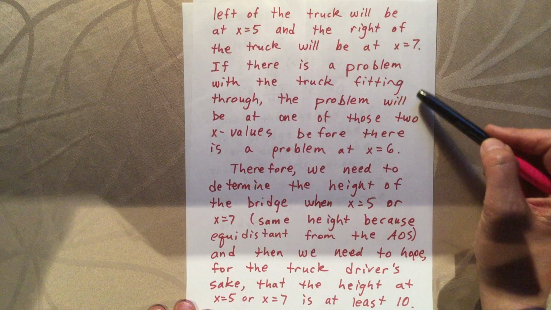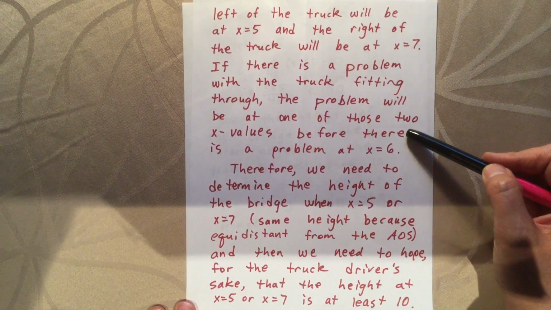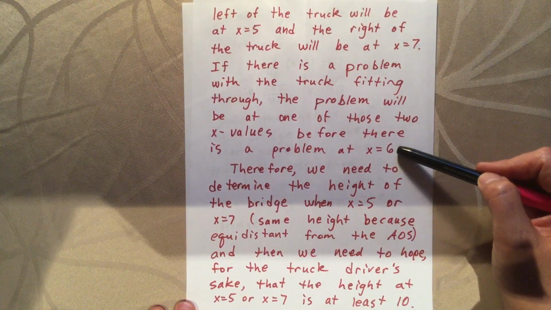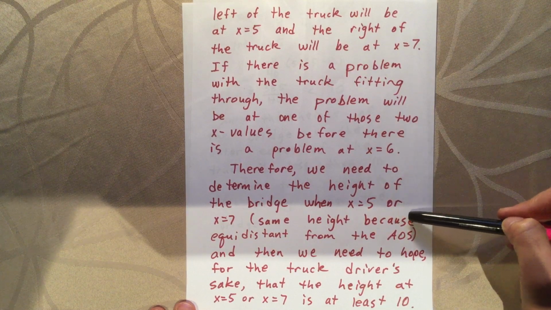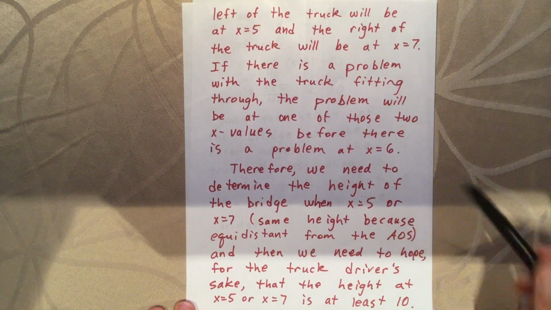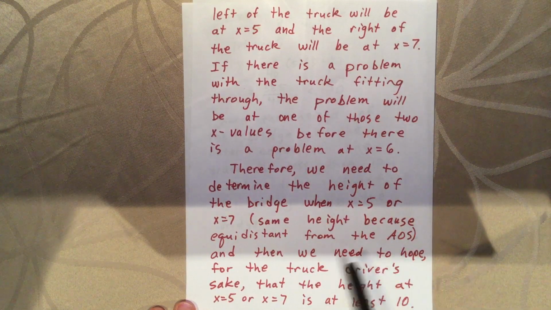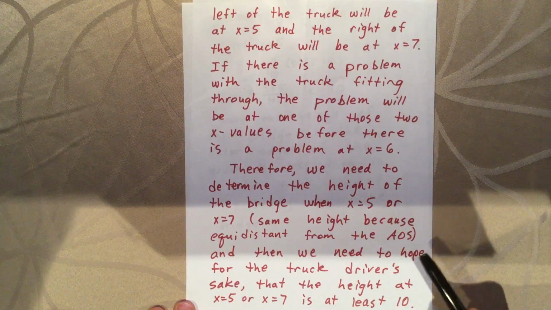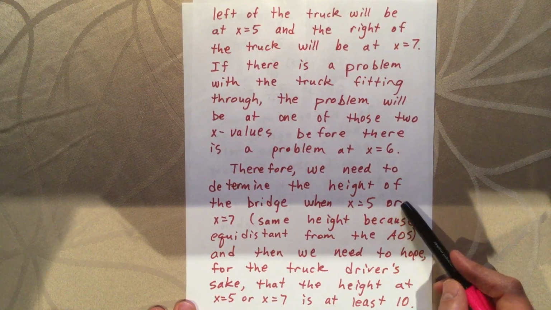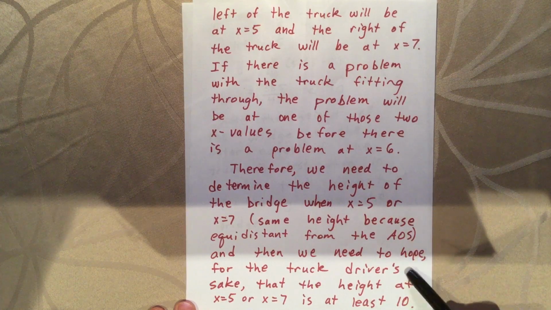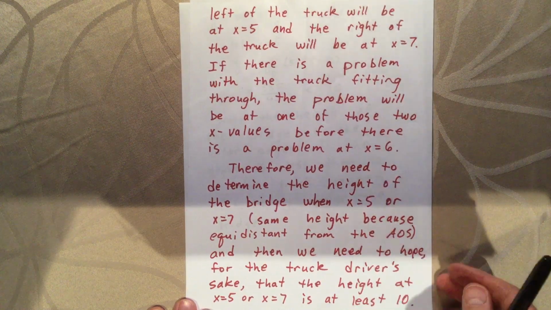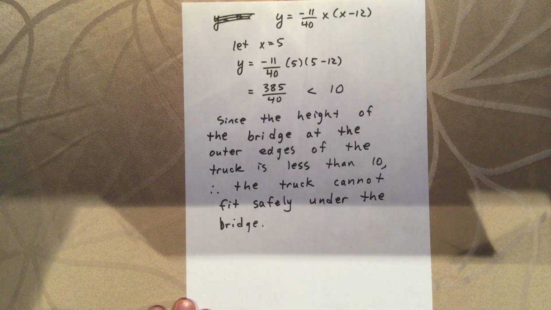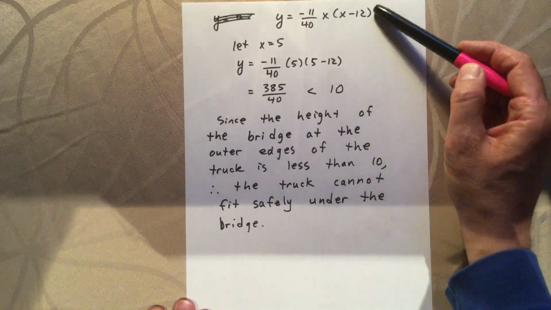If there's a problem with the truck fitting through, the problem will be at one of these two x values before there's a problem at x equals 6. Therefore, we need to determine the height of the bridge when x equals 5 or x equals 7. It's the same height at either of those because they're equidistant from the axis of symmetry. Okay, that has to do with the symmetry of a parabola. So we need to determine the height of the bridge when x is 5 or x equals 7, and then we need to hope, for the driver's sake, that the height at x equals 5 or x equals 7 is at least 10. Okay, because we know the truck is 10 meters high, we hope the bridge is 10 meters high.